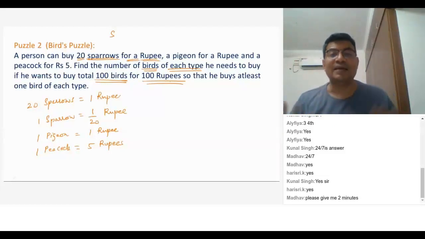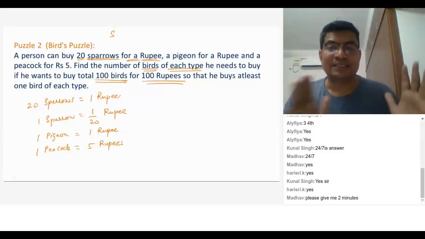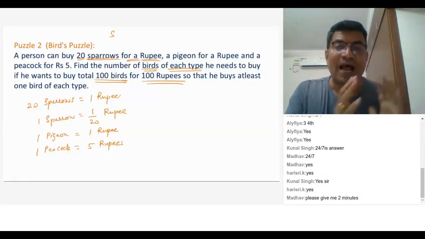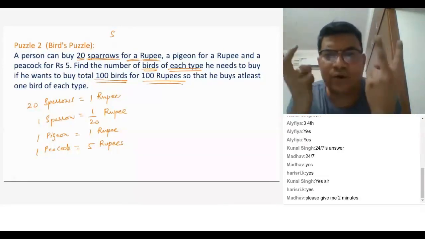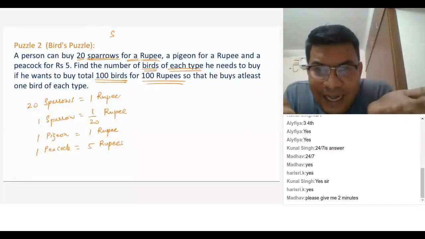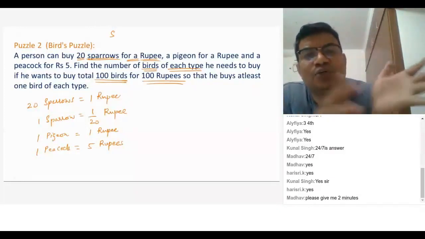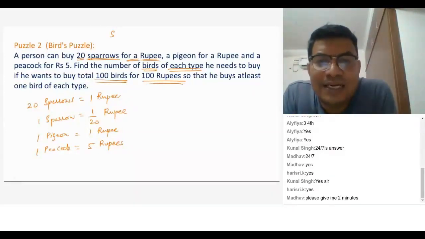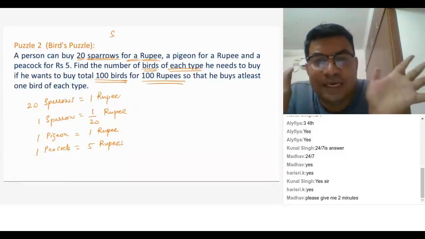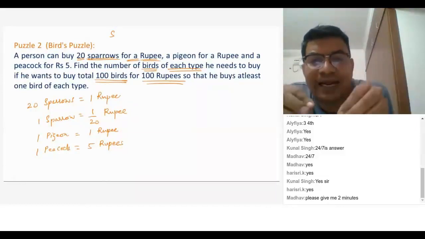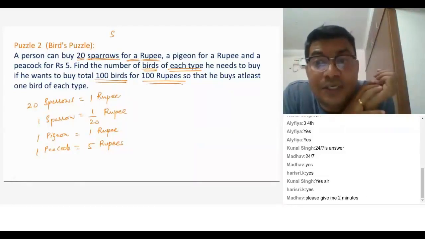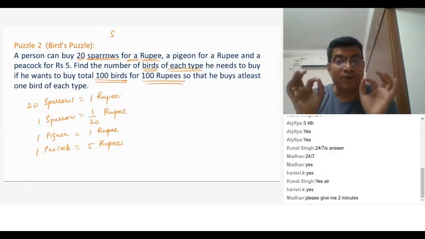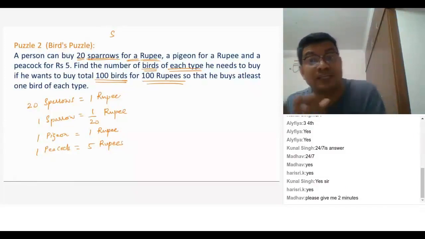See, always understand in mathematics, there is something called given information and a condition to solve a problem. That's it. You will find only 2 things: given data, and he'll give you a condition to solve a problem. At times there is no condition given: problem, data, solve. But here he is giving you a condition. What is the condition? He's asking you to find out the number of birds of each type.